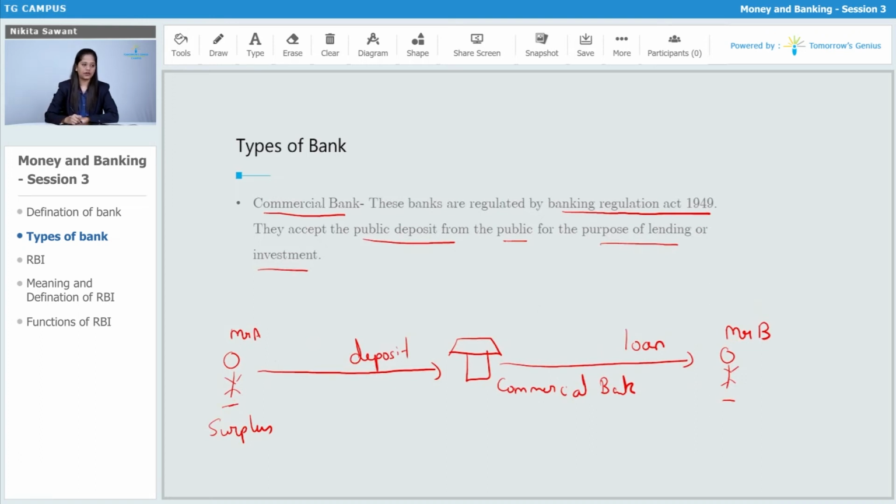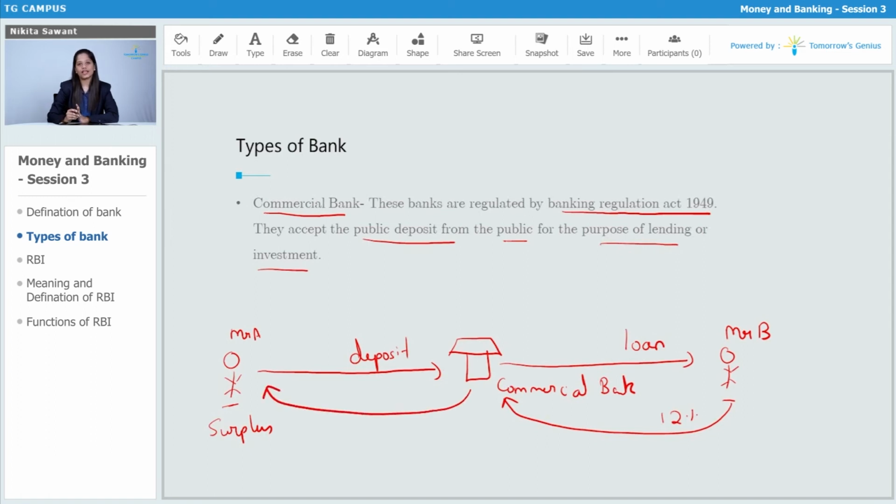But what happened here is bank is just using the deposit to give that as a loan to some other person. Now Mr. B will be giving interest in return. So for example, if rate of interest is 12%, Mr. B will be paying 12% as interest to the commercial bank. And now in case of Mr. A, he has deposited the money, so Mr. A will be getting interest.